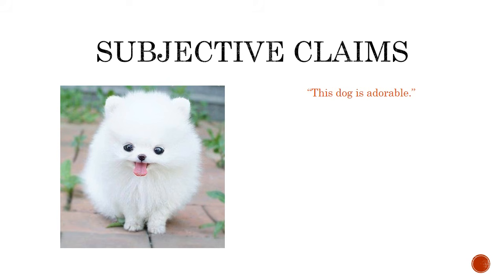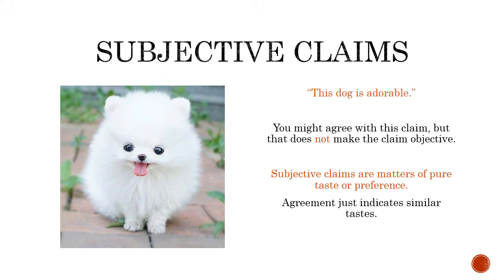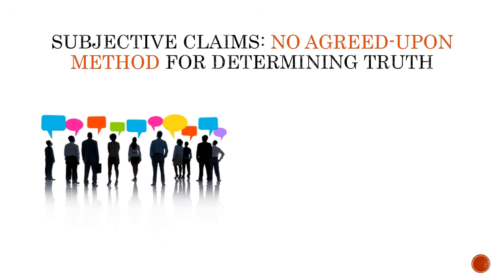Let's take our original subjective claim. "This dog is adorable." You might say, "But wait, I agree with that. Isn't it objective?" No. Agreement does not make subjective claims magically objective. With subjective claims, what we are dealing with is matters of preference, or taste, or inclination, individual likes and dislikes. Agreement simply means that people happen to have similar tastes, or similar preferences. Subjective claims also have no agreed upon method for determining truth.